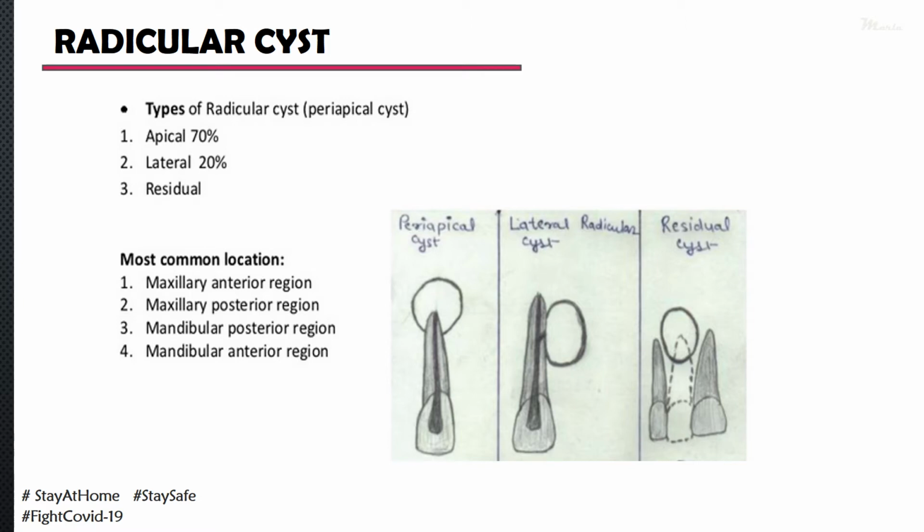The radicular cyst commonly occurs in the maxillary anterior region, followed by the maxillary posterior region. Within the mandible, it is common in the posterior region, followed by the anterior region.